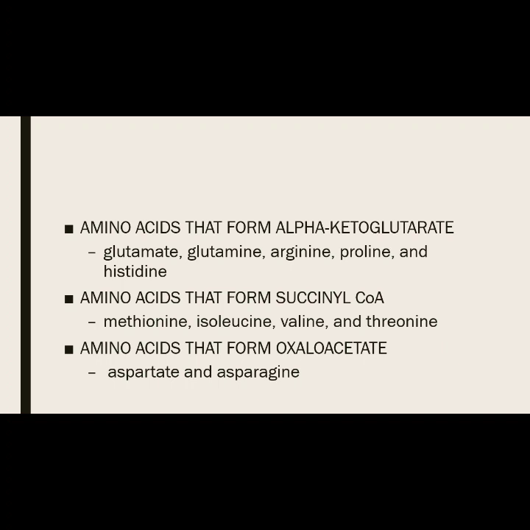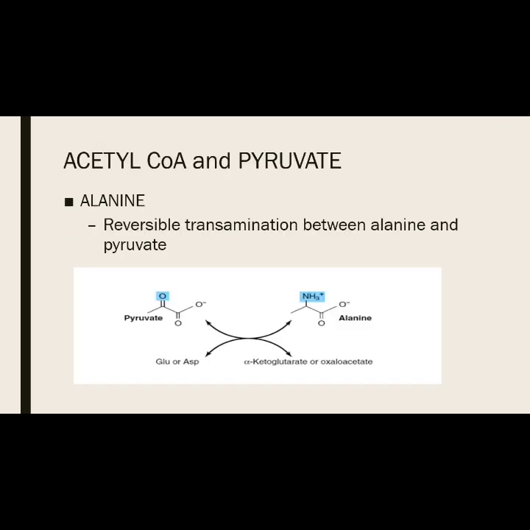Let's take a look at these amino acids individually. You have your amino acids that form your acetyl-CoA and your pyruvate. First on the list, you have your alanine. Your alanine is reversibly converted to your pyruvate. You have here your reversible transamination between the alanine and the pyruvate. So that is for your alanine.